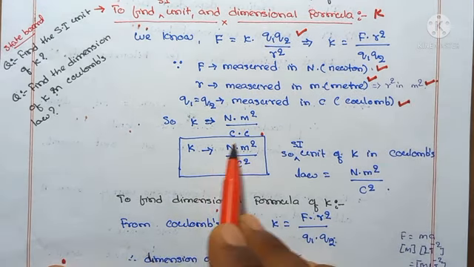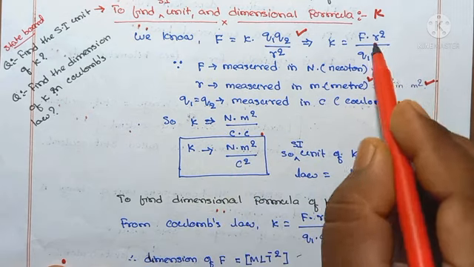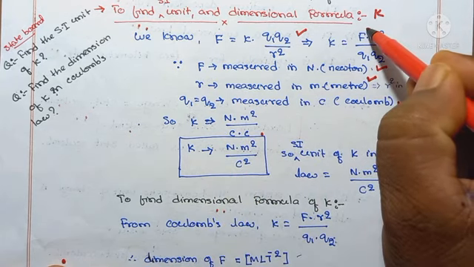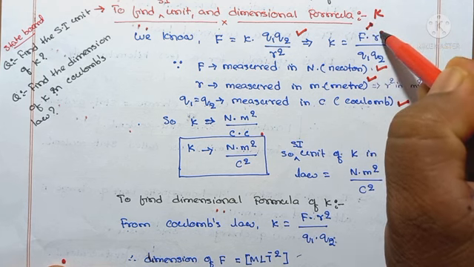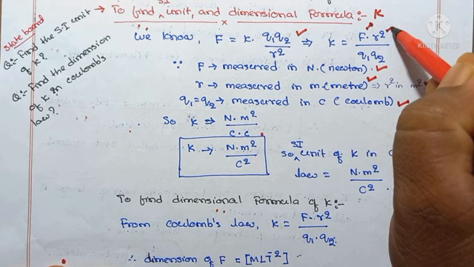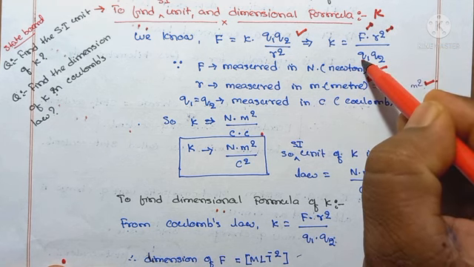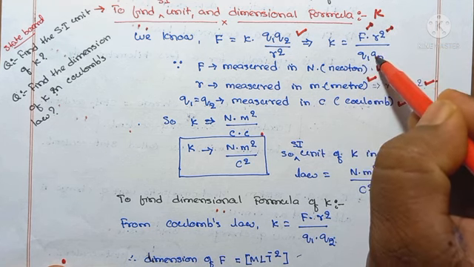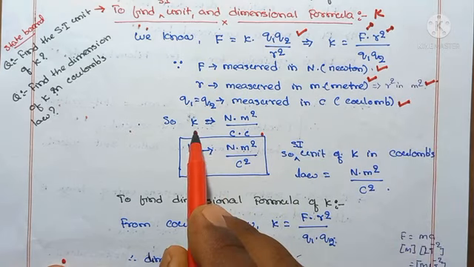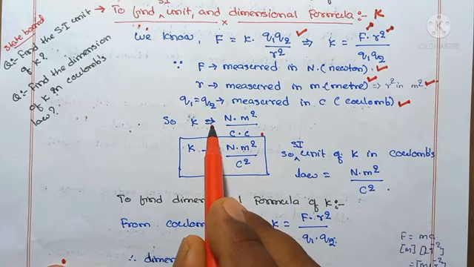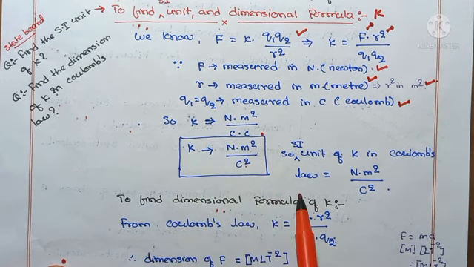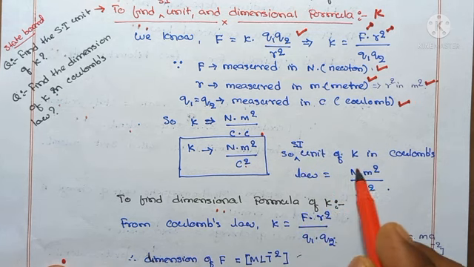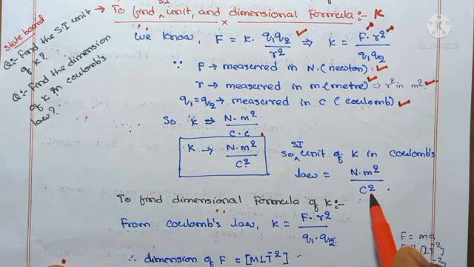So if we put these units here, force is measured in Newton, distance square is measured in meter square, and this charge is measured in coulomb, this charge is measured in coulomb. So the unit of K is Newton meter square by coulomb square. So the SI unit of K is Newton meter square per coulomb square.